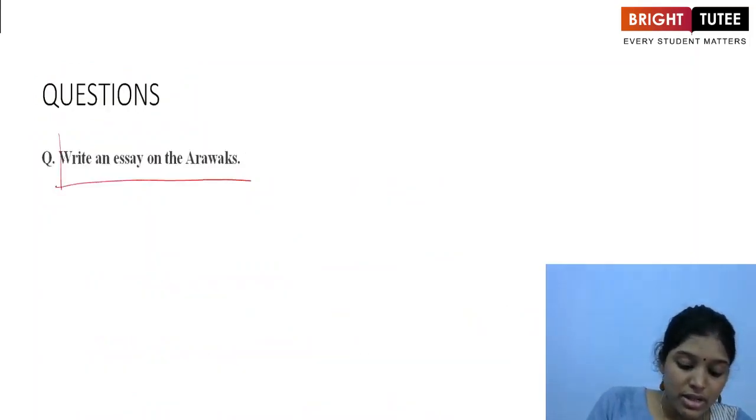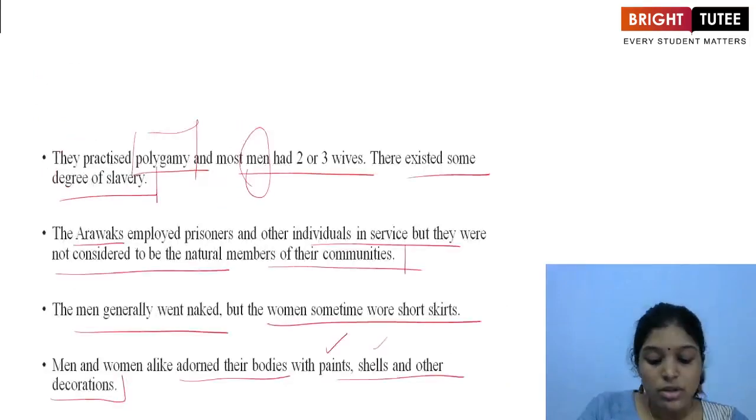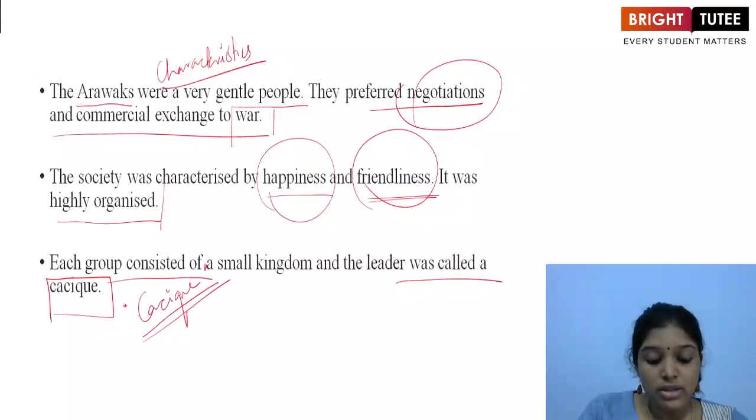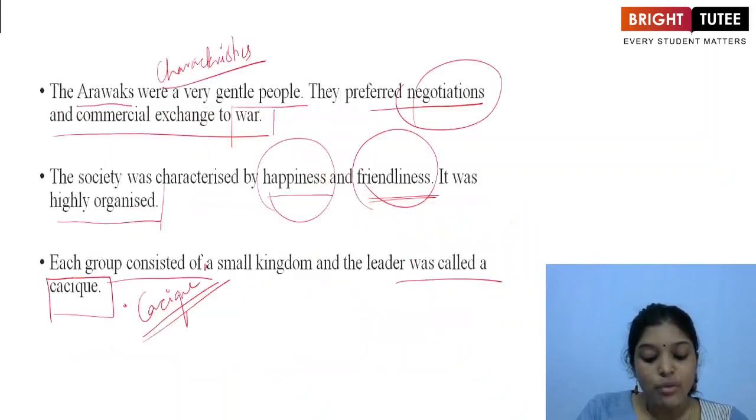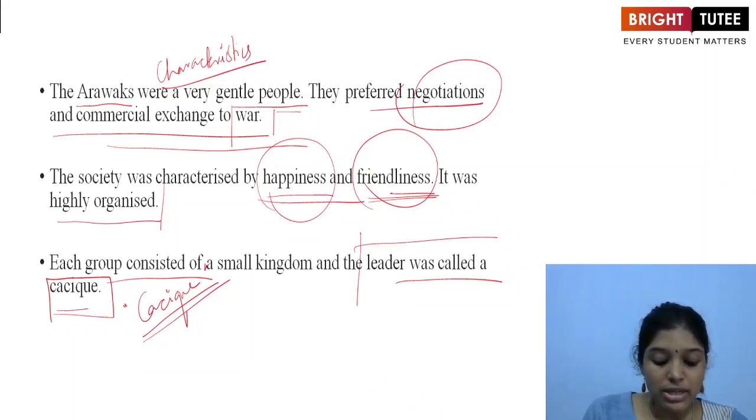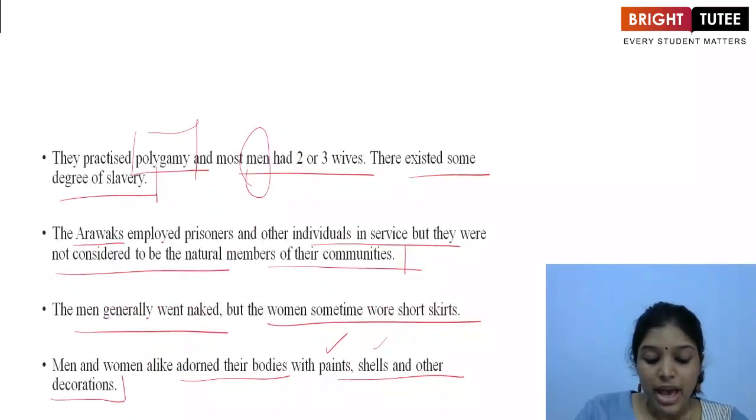So one question is: write an essay on the Arawaks. This is a long, essay-type question. So you'll have to bring in all the details of the Arawaks, which include where they came from and what their specific features were. We saw that they were gentle people who preferred negotiations over commercial exchanges, and they were happy, friendly, and highly organized, and the leader was called Cacique.